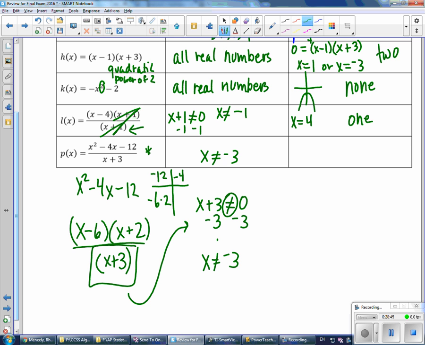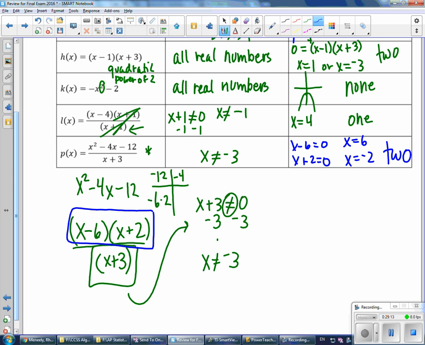Okay. It also asks how many zeros there are to the function. Well, my function is going to be 0 anytime my numerator is 0. And so if I let x minus 6 equal 0 and x plus 2 equal 0, I can determine my zeros, or the x-intercepts of my function. So if I add 6 to both sides, I get that x equals 6. On the other one, if I subtract 2, I get x is equal to negative 2. That tells me that there are 2 real roots to this function.